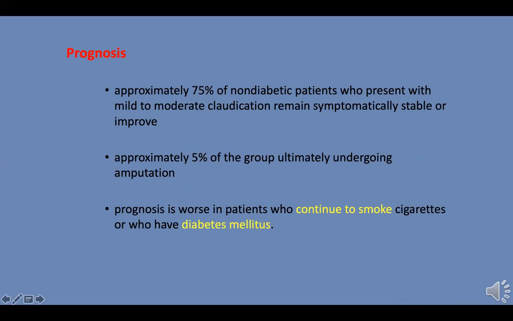Approximately 75% of non-diabetic patients who present with mild to moderate claudication remain symptomatically stable or improved. Approximately 5% of the group ultimately undergo amputation. Prognosis is worse in patients who continue to smoke cigarettes or who have uncontrolled diabetes mellitus.